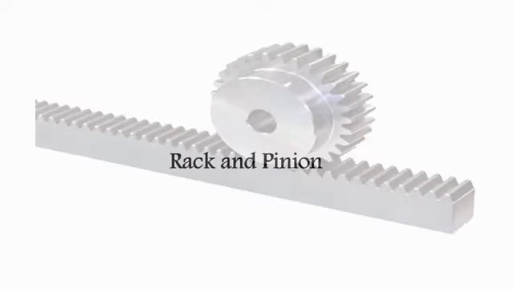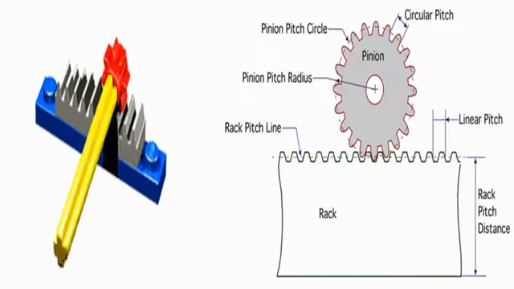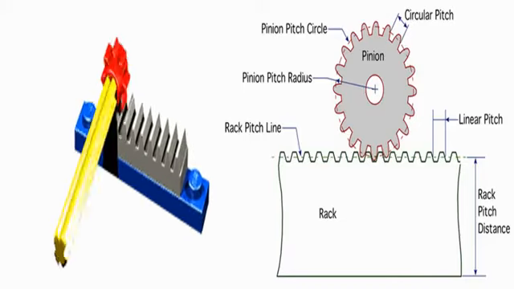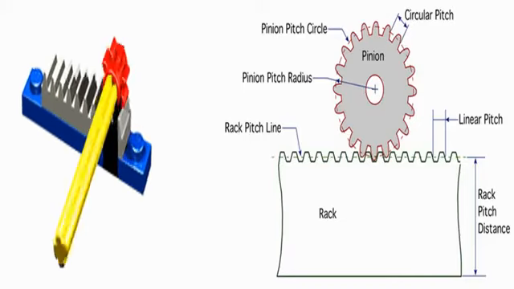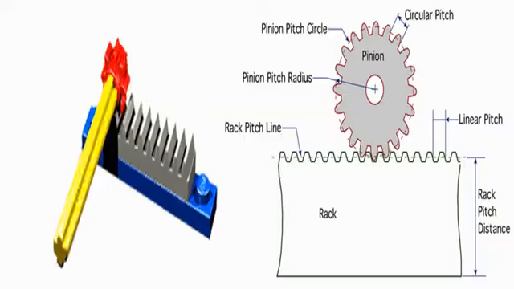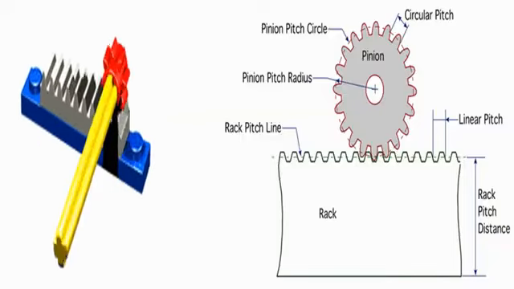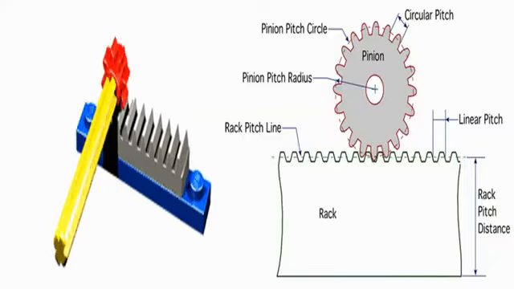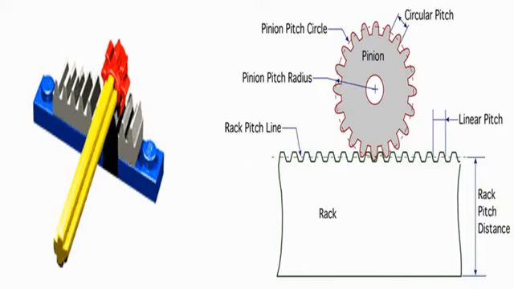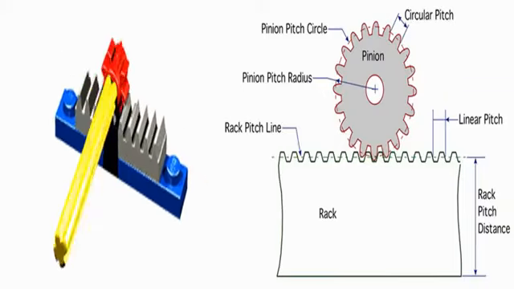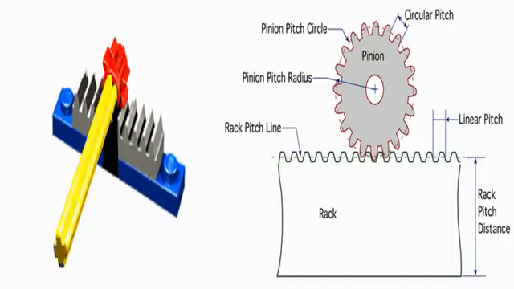Number 3. Rack and pinion. A rack and pinion is a type of linear actuator that comprises a circular gear, the pinion, engaging a linear gear, the rack, which operate to translate rotational motion into linear motion. Driving the pinion into rotation causes the rack to be driven linearly. Driving the rack linearly will cause the pinion to be driven into rotation.